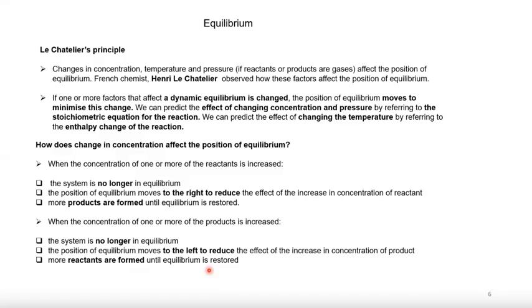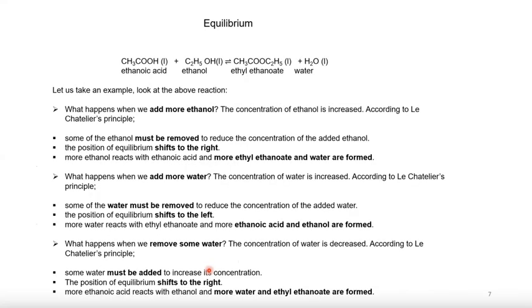Similarly, if we increase the concentration of a product, we see that the equilibrium is destroyed, and the equilibrium moves to the left. Why? To reduce the effect of the increase in the concentration of product, more reactants are formed. Then we take a specific example to see what happens.